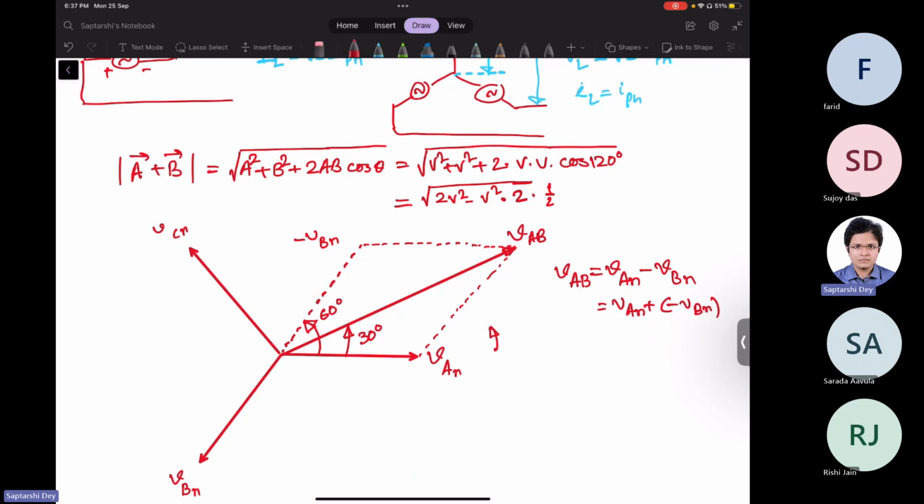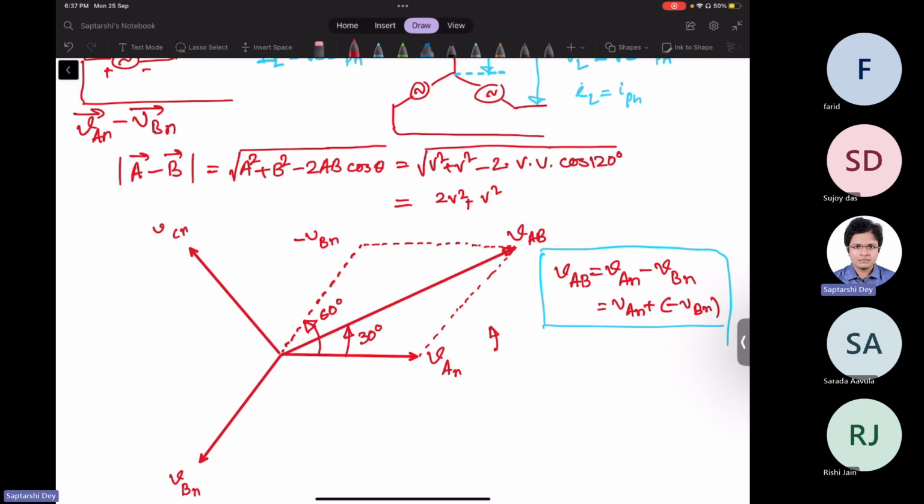Oh, I did A minus B. Sorry. This is A minus B, right? VAN minus VBN. I used the formula of addition. We are doing a subtraction here. See here. So minus, minus, minus. So it becomes plus.